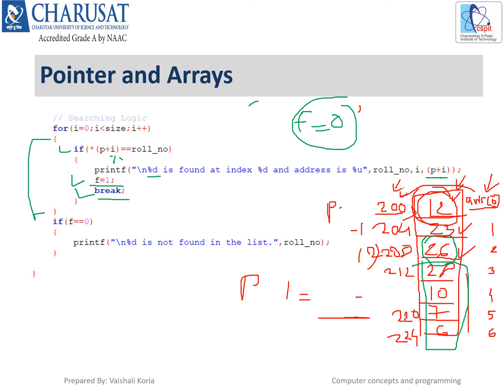Now after the for loop, if the value of f is 0 only, that means it never changed to 1, which happens when there is no match. After the completion of all the iterations, if the value of f has not changed, that means we have not found the match. So if f is 0 after completion of the for loop, that element stored in roll number is not found in the list.